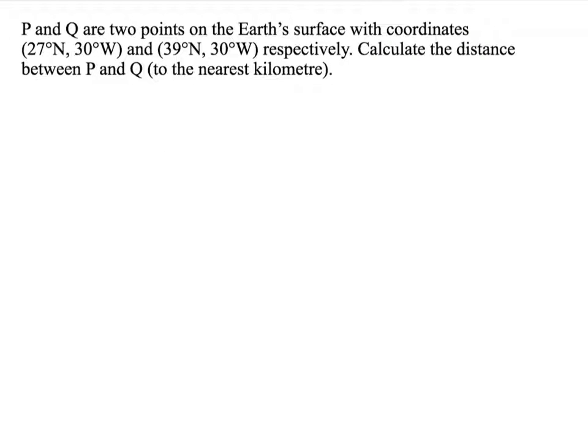Okay, so let's have a look at an example. We're looking at P and Q as 2 points on the Earth's surface with coordinates 27 degrees north and 30 degrees west for the first point, and 39 degrees north and 30 degrees west for the second point, respectively. So respectively just means in that order. That's first point and second point. Calculate the distance between P and Q to the nearest kilometre. So straight away we know we're going to need to round our answer. But the first thing I'm going to do is write my formula.